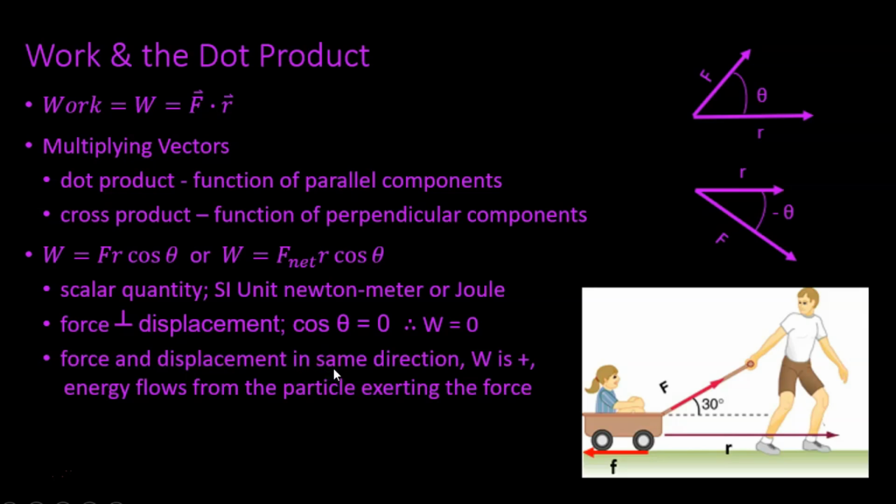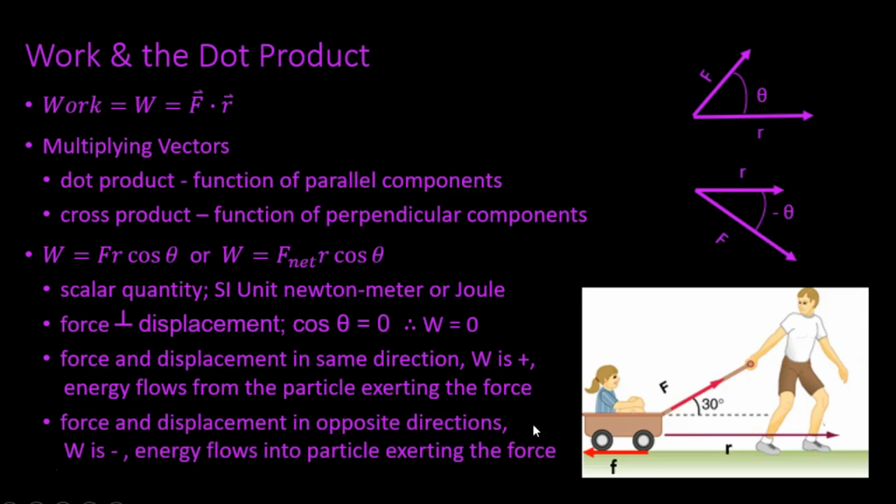When force and displacement are in the same direction, the work is positive. Now you may be saying, wait a minute, I thought that work is a scalar quantity. And it is. When we say that work is positive, we mean that the energy is flowing from the particle that's exerting the force into the particle that's feeling the force. So in this case, we have the boy, his tension force pulling the wagon. There's an x component of that that is in the same direction as the displacement. So energy is flowing out of the boy into the wagon through the work mechanism.